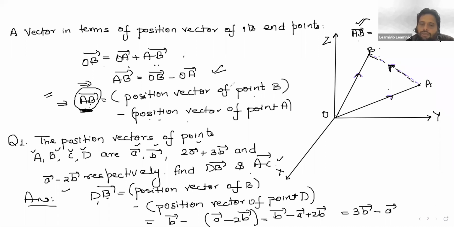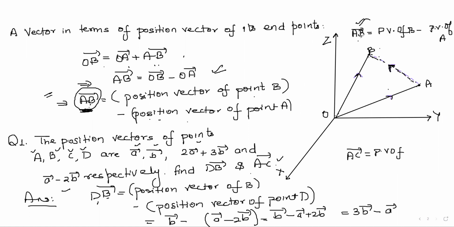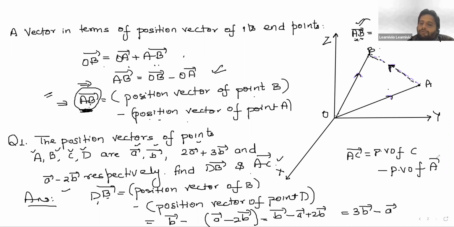Now they're asking you to find the vector AC. First, tell me the formula for this AC. Check this formula. AB means position vector of final B minus A. So AC is position vector of C minus position vector of A.